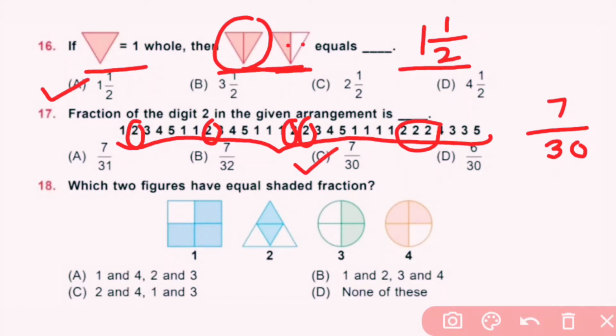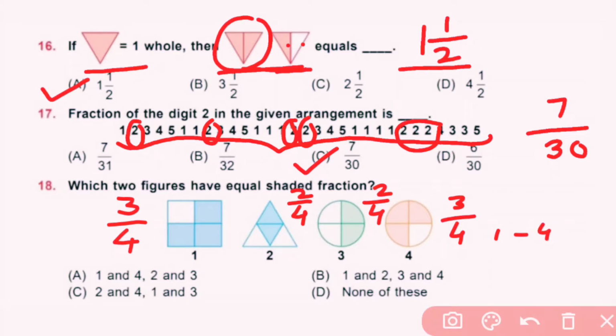Question number 18. Which of the figures have equal shaded fraction? In figure 1 there are total 4 parts and out of 4, 3 parts are shaded. In figure 2 there are total 4 parts and out of 4, 2 parts are shaded. In figure 3 there are total 4 parts and out of 4, 2 parts are shaded. And in option 4 there are total 4 parts and out of 4, 3 parts are shaded. So 1 and 4 are equal, and 2 and 3 are equal. So here A is the correct answer.